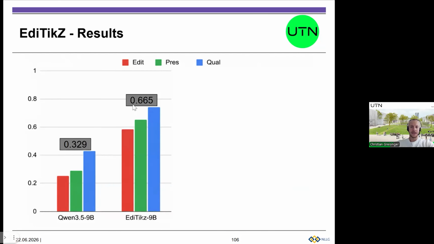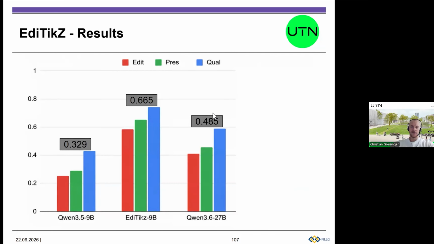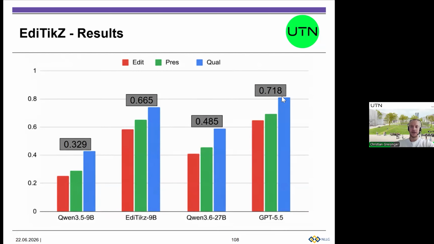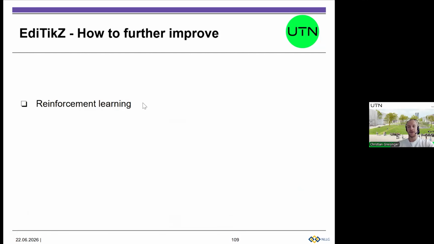Then if we fine-tune our model on our EditTikZ dataset, we increase the performance to 0.665. If we compare it with the much larger and newer Qwen version, we can see we outperform it by a large margin. But compared to the newest best model from OpenAI, GPT-5, it still performs a little bit better. But there are still lots of things to try out to even get higher performance than GPT-5.